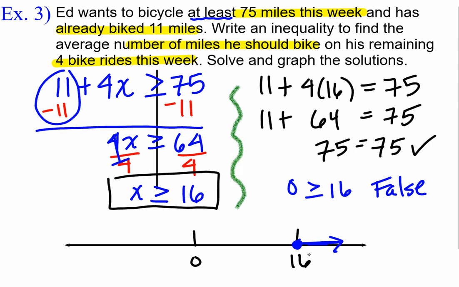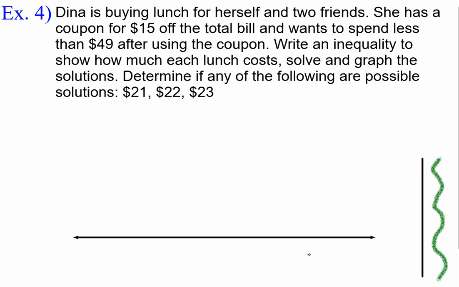Okay, let's try one more just like this, very similar. Here we have Dina is buying lunch for herself and 2 friends. She has a coupon for $15 off the total bill and wants to spend less than $49 after using the coupon. Let's write an inequality to show how much each lunch costs, solve and graph the solutions, and then we're going to determine if $21, $22, or $23 are any of those possible solutions for Dina's problem.